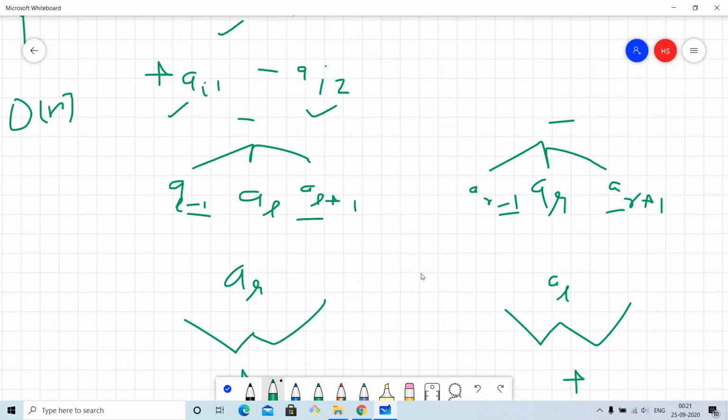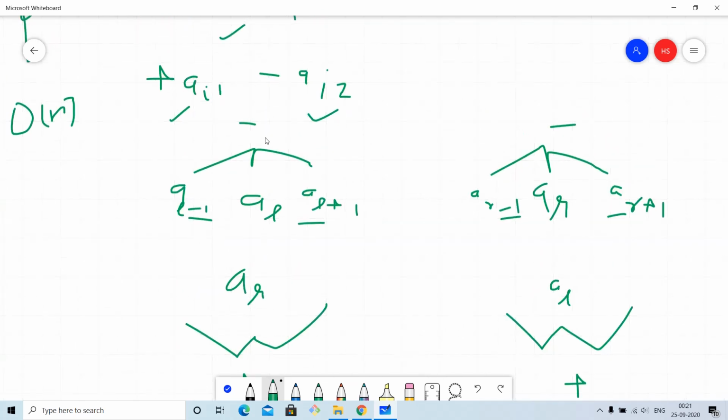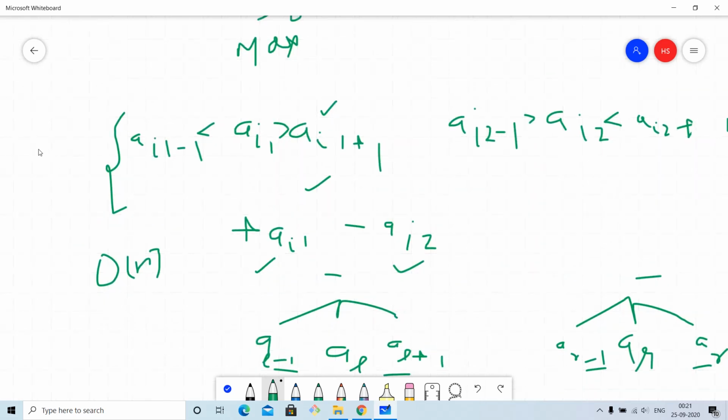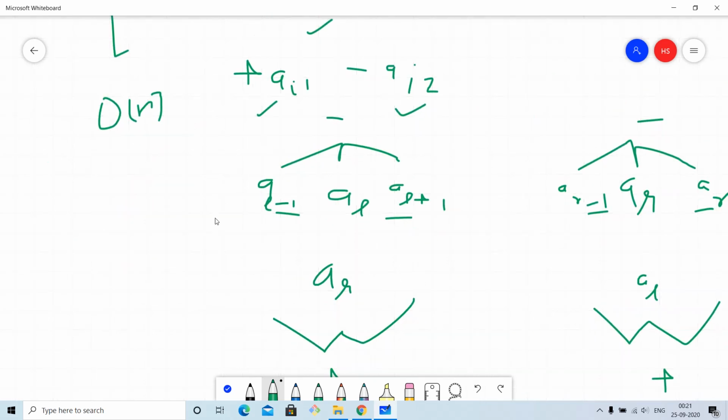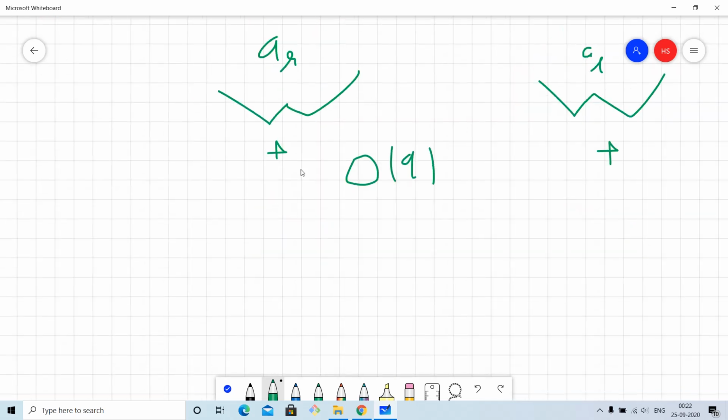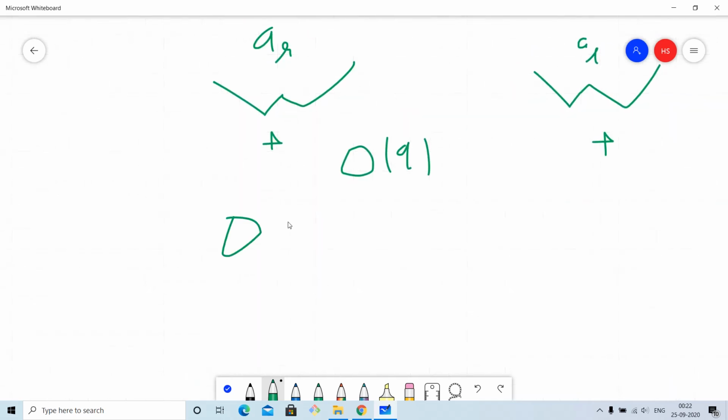This operation of checking and subtracting the contribution, and checking and adding the contribution, will take constant time using this check. So we are doing a constant operation per query, so it will take order of q time for doing the queries. So the total time complexity will be order of n plus q. Now let us look at the code to understand this a little bit better.